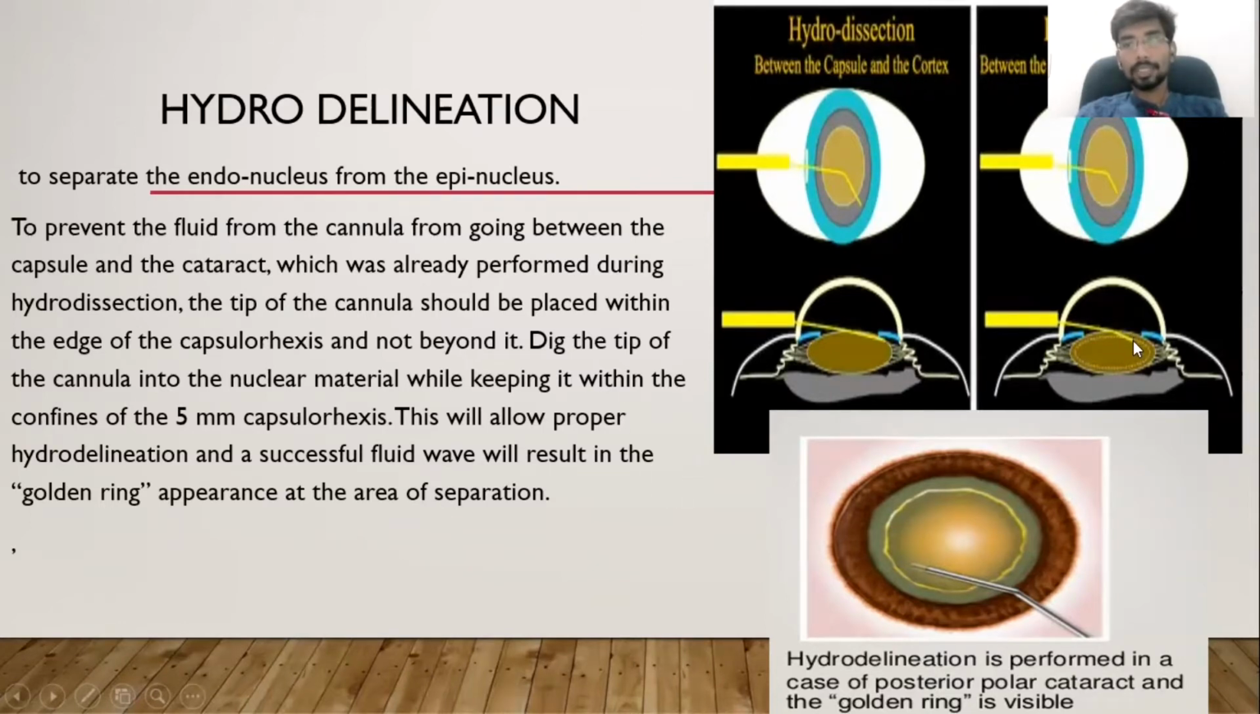So here we are digging and fluid is injected between the nucleus and cortex or epinucleus, and we will see the golden ring here.